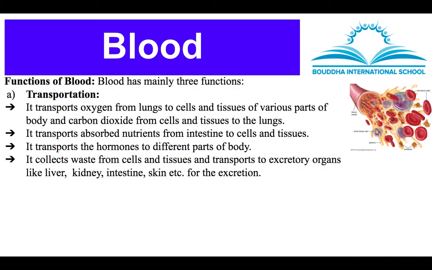Similarly, wastes are produced in different parts of the body, and all the waste has to be collected and transported to different excretory organs like the liver, kidney, intestine, skin, etc. And that is done by the blood. Now next is regulation. It controls. What it controls is the function we have discussed in plasma, because plasma is also part of blood. So plasma is 90% water.